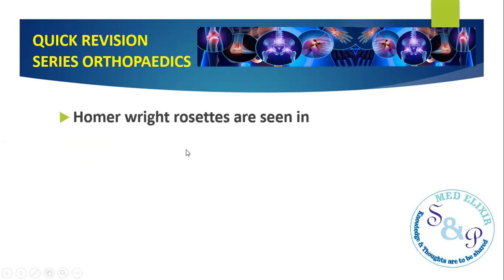Homer Wright rosettes are seen in Ewing sarcoma. Ewing sarcoma arises from diaphysis of long bones. Onion skin pattern is seen in X-ray.